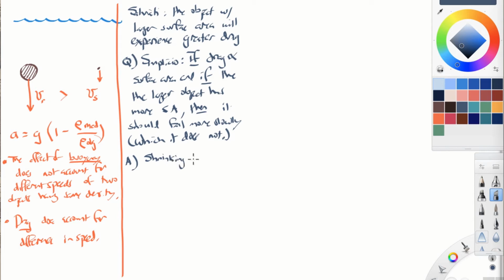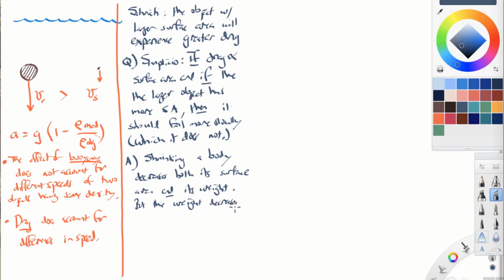He says that shrinking a body, whatever body it is, decreases both its surface area, as Simplicio noticed, and its weight, but the weight decreases faster, decreases more quickly.